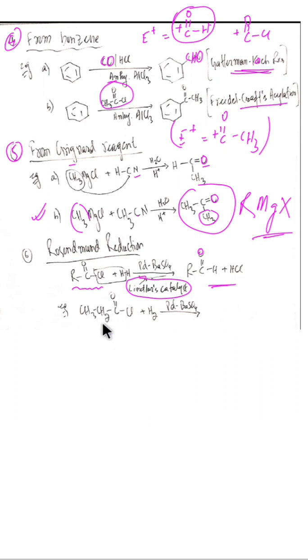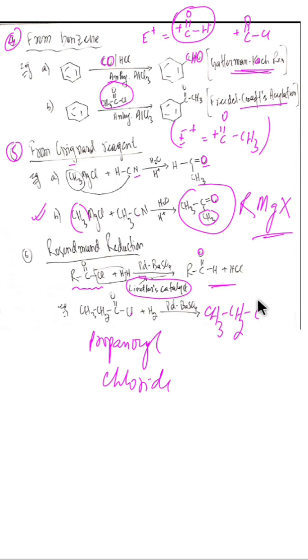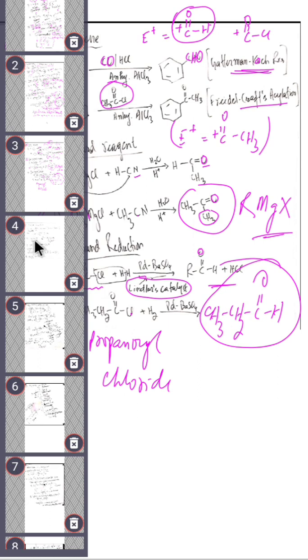I am giving an example here. This is propanoyl chloride, and if this propanoyl chloride is reacted with hydrogen in presence of Lindlar's catalyst, this Cl is kicked out by hydrogen to form this aldehyde. This is our propanal. Okay, let us move to the next preparation.